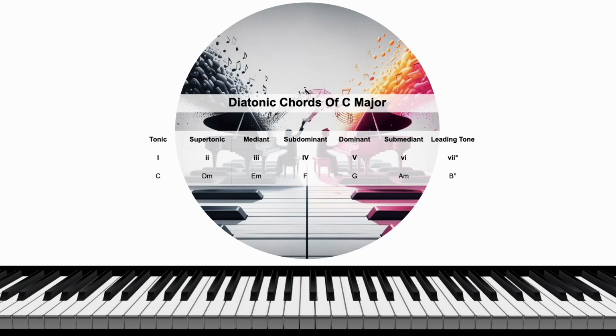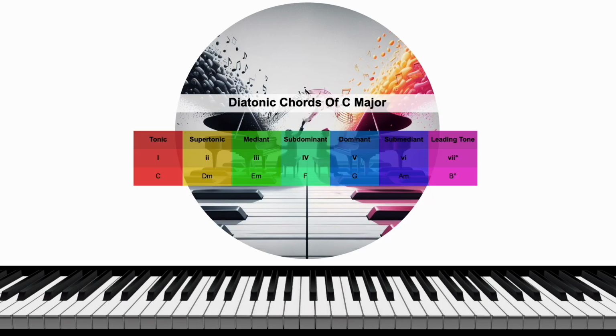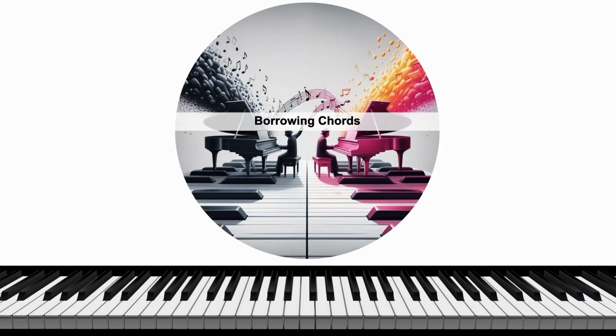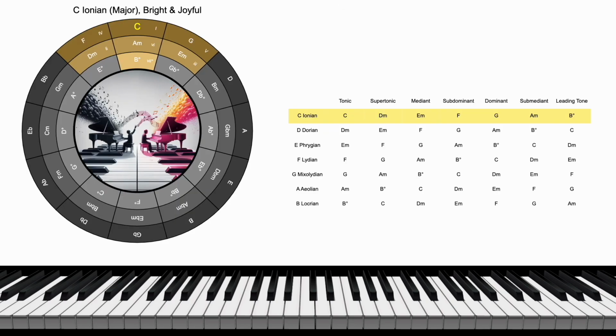In this video, we'll look at how you can add colour to your chord progressions by using borrowed chords. They give a piece a surprise element without having to change key. To understand where we can borrow chords from, we need to understand the different modes in music.